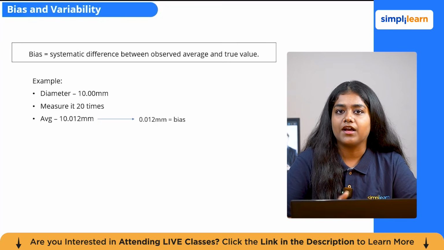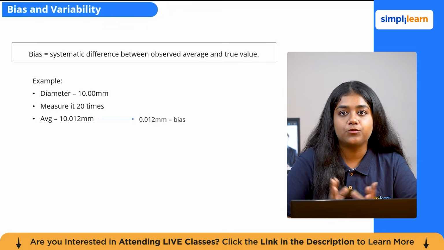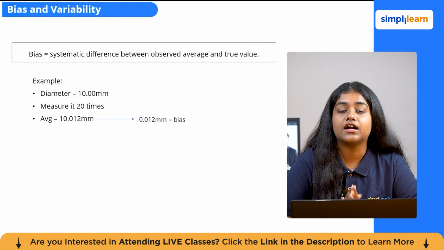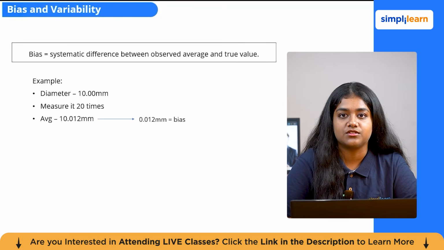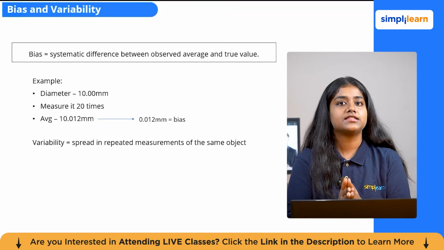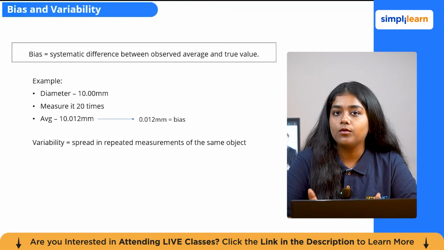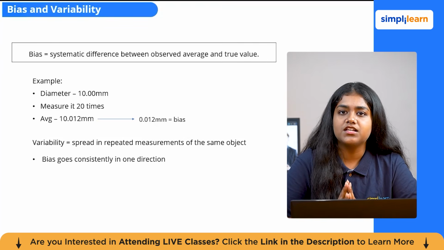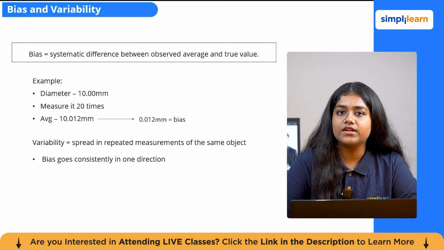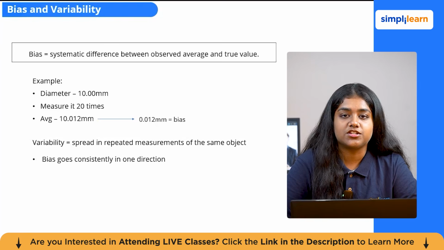So the common causes of bias include a worn or damaged gauge, poor calibration, improper zeroing, an incorrect master part or reference standard, or a measurement method that consistently pushes results in one direction. Variability is the amount of scatter in repeated measurements. Even when measuring the same part under the same conditions, the readings may vary slightly because no measurement system is perfectly precise. Bias moves in one direction, it is a consistent offset. For example, a gauge may always read slightly high or always read slightly low. This affects the accuracy of the measurement system.